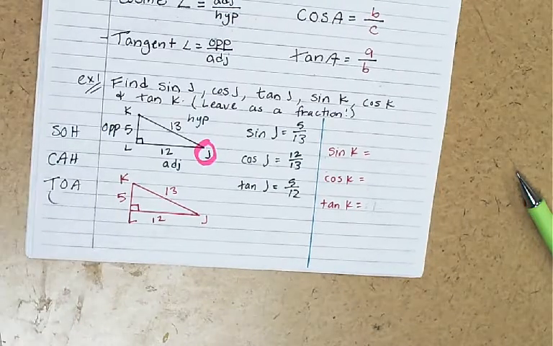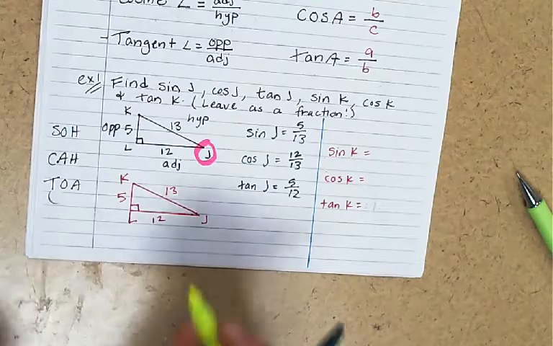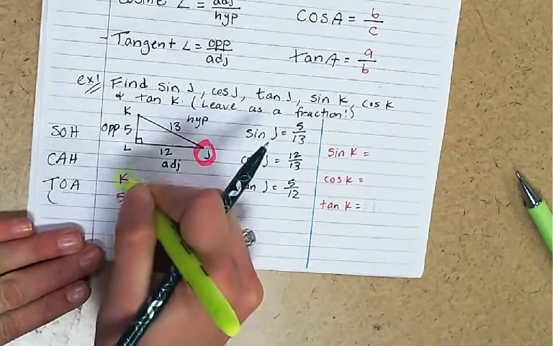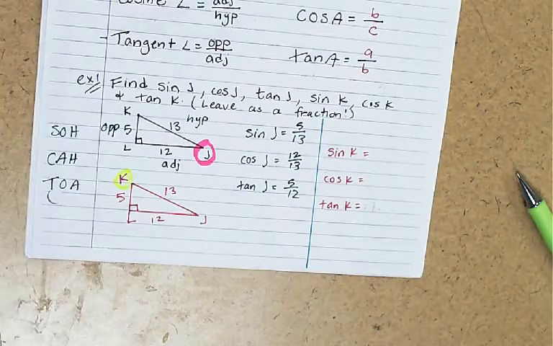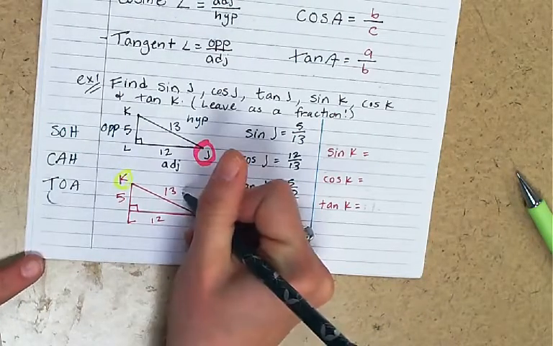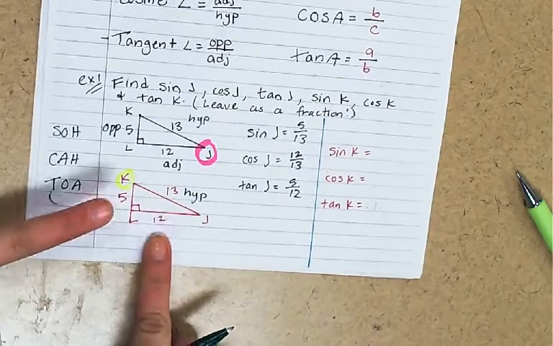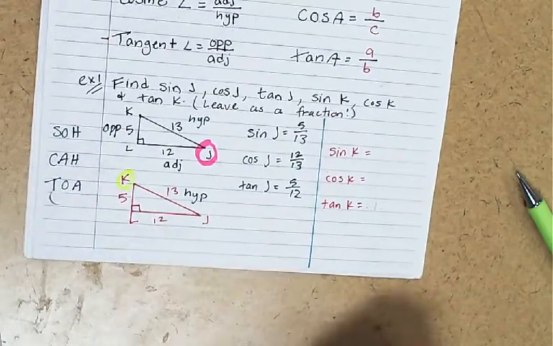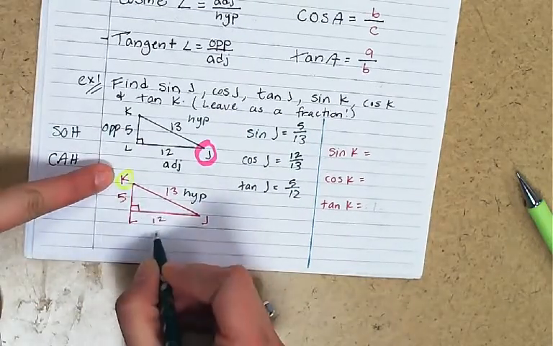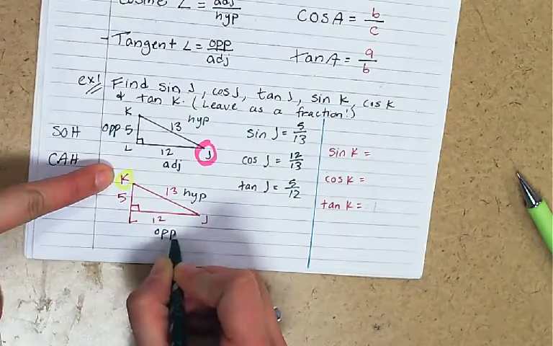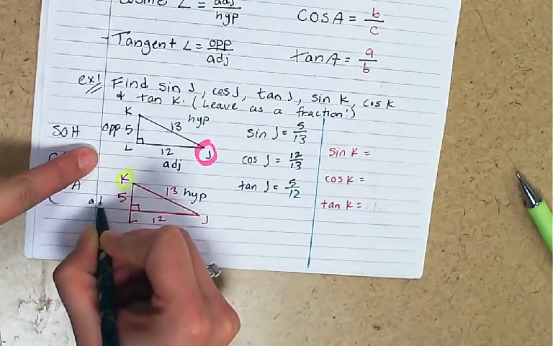The reason I draw out two triangles is because now we're going to do it again, but this time our reference angle changes. This time we're talking about angle K. That might not seem like a whole lot goes on, but it does change our values. 13 is still the hypotenuse, but our opposites and our adjacents change. So all the way across, now 12 is our opposite length, and 5 is the adjacent length.